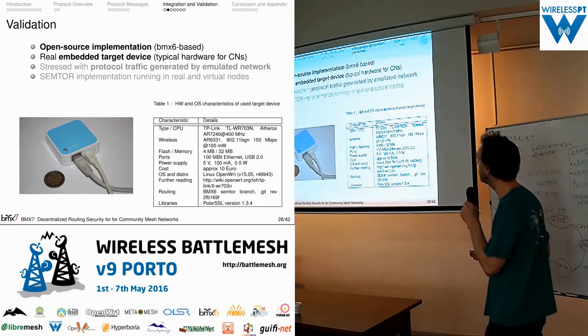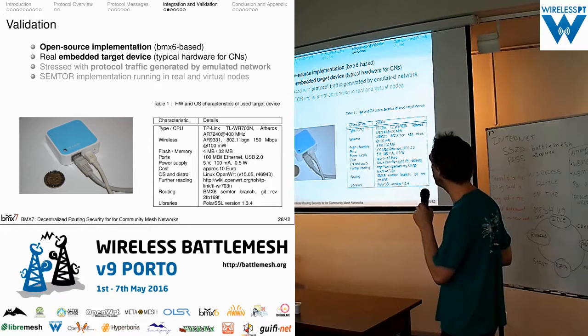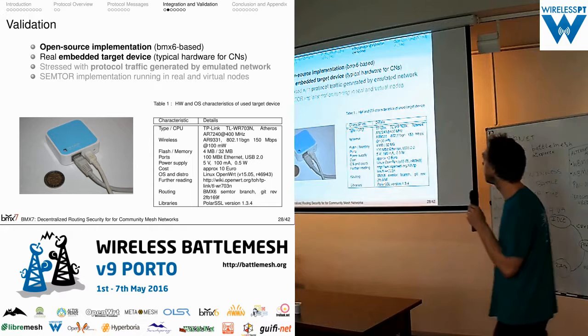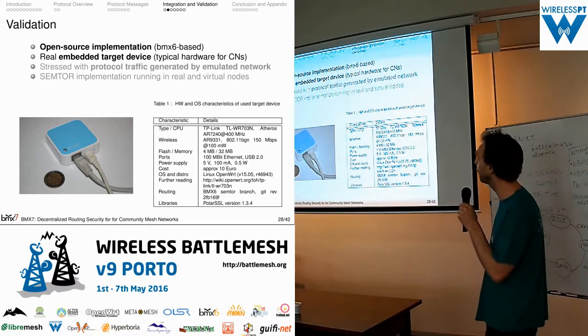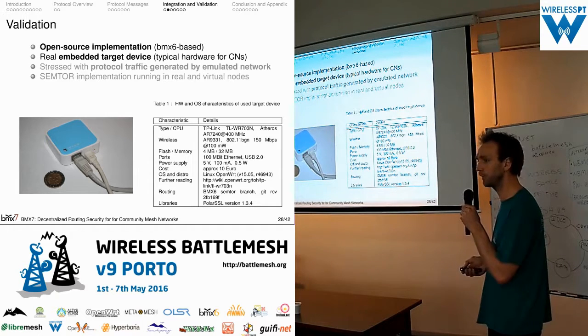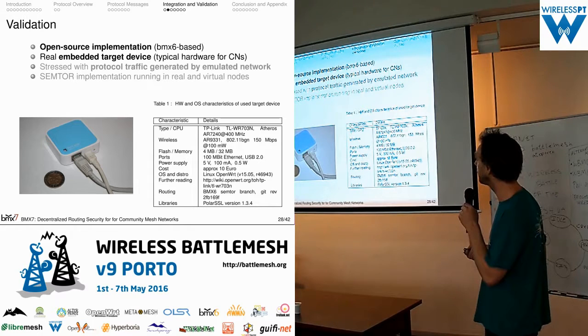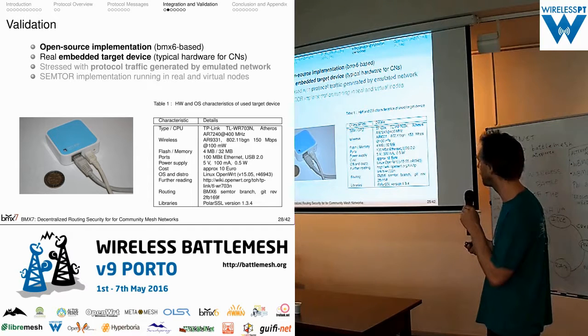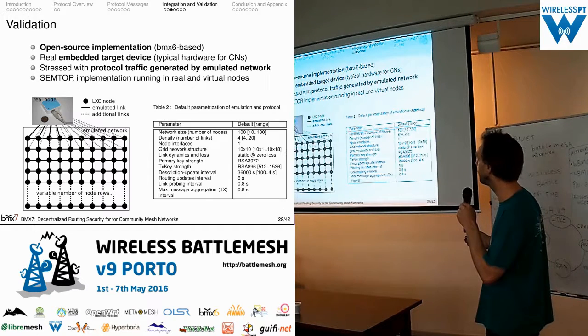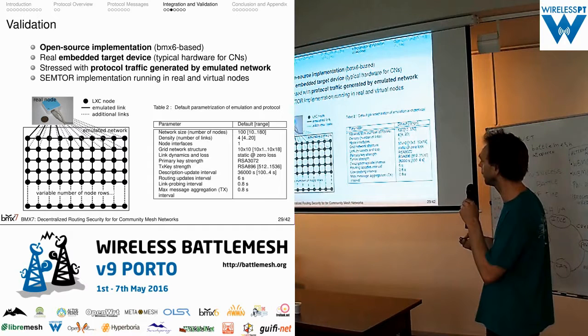What I did to validate it regarding its performance and scalability: all this has been implemented on top of BMX6. And to test it, I used a real embedded device, one of these 10 euro routers we know from some years ago already. I stressed this real device with protocol traffic that I generated from a virtual network. The network looked essentially like this. It was a grid network with up to 200 nodes. I changed the number of nodes by just adding more rows to this virtual grid.